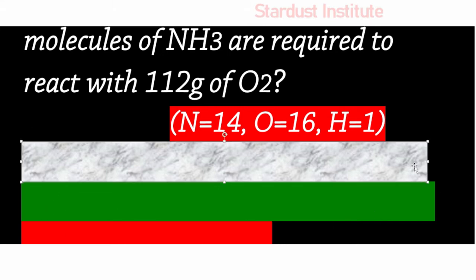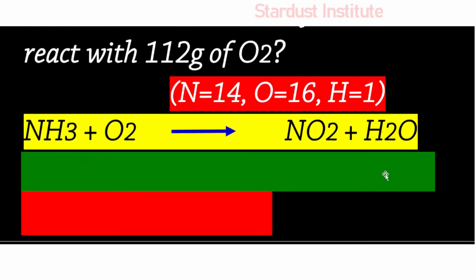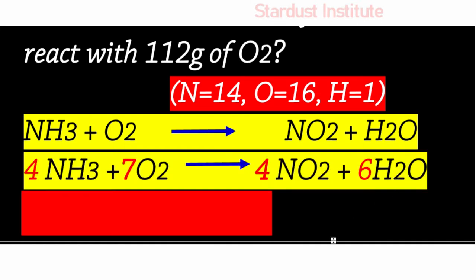Let's see the chemical equation now. Ammonia plus O2 we get NO2 plus H2O. This chemical equation is not balanced. First of all, we have to balance this chemical equation. It will take some time for you to balance this chemical equation.